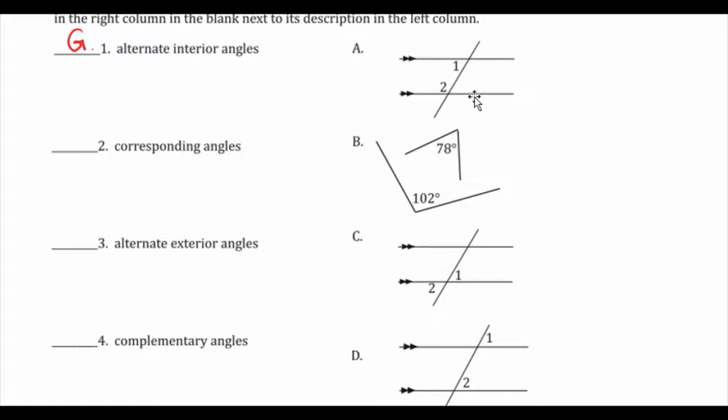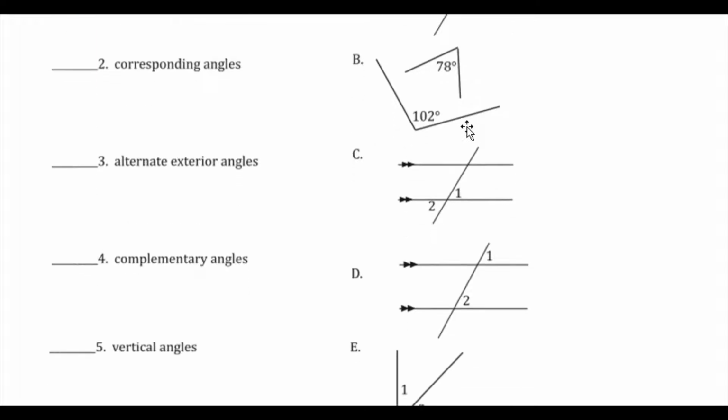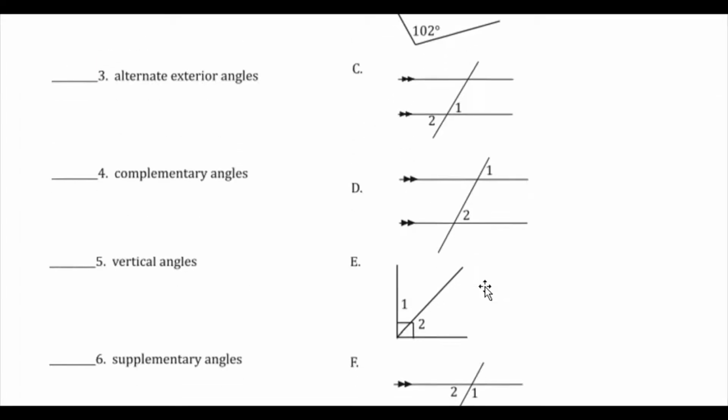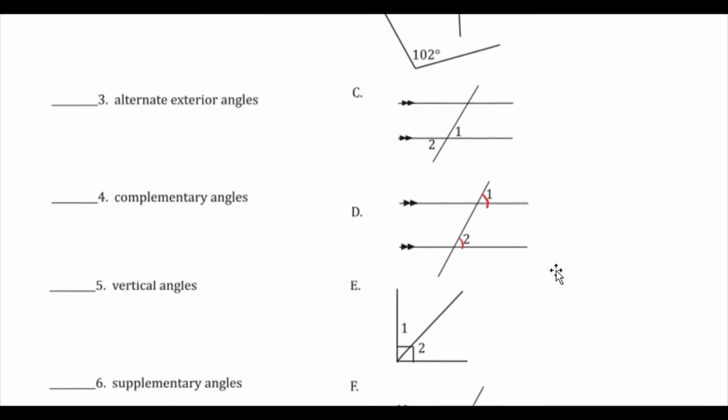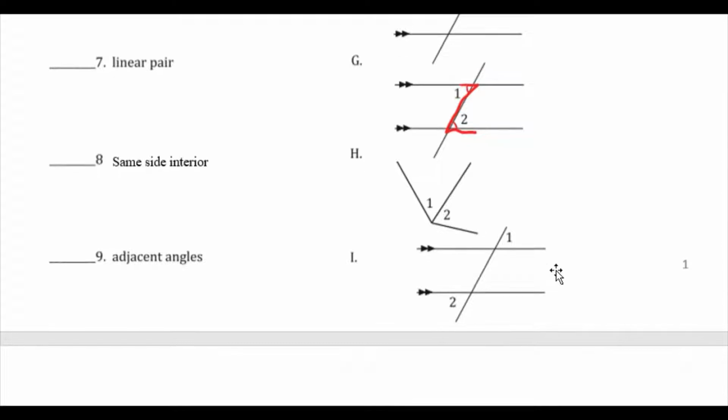Okay, corresponding angles are in the same position, so these are almost like this, but this would have to be up here more. These are not, oh, those are them. So you can see this one's top right here and top right here on the intersections. So D is going to be our corresponding angles. Alternate exterior angles, so this should be on opposite sides and then both outside the line. So this should be on the exterior, and here we are. Opposite sides, both outside the line. So these are our alternate exterior, so that's an I.